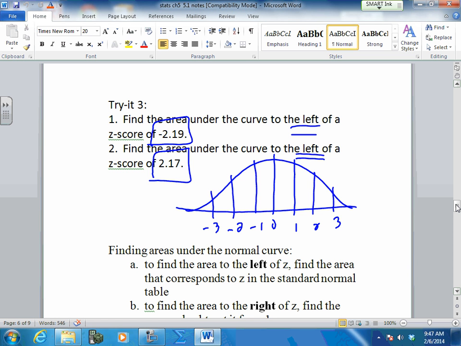Remember, we're dealing with a normal curve. The cumulative area, everything adds up to 1. We go as low as negative 3.49, as high as 3.49. We can go higher, but they're negligible after that point. It's symmetric about the 0. It has all the attributes of your standard normal and your normal.